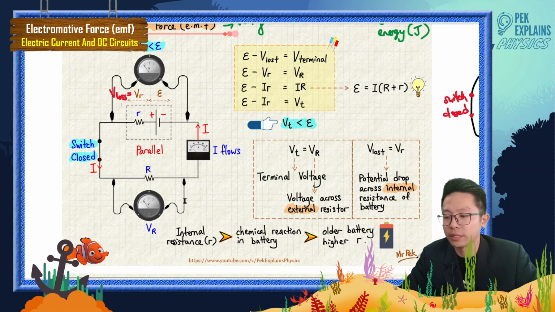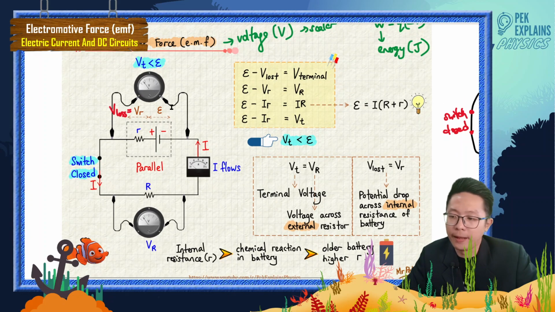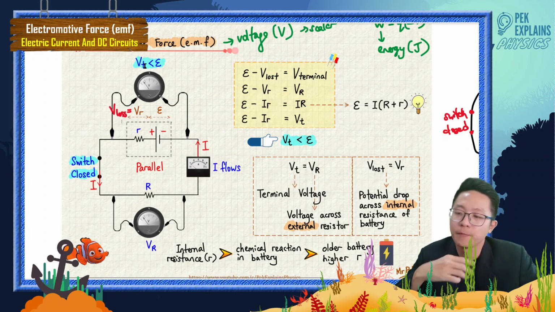This one records the voltage across the external resistor. Okay? Voltage across the external resistor. Now, do you see how to get the terminal voltage here? How to get the terminal voltage?